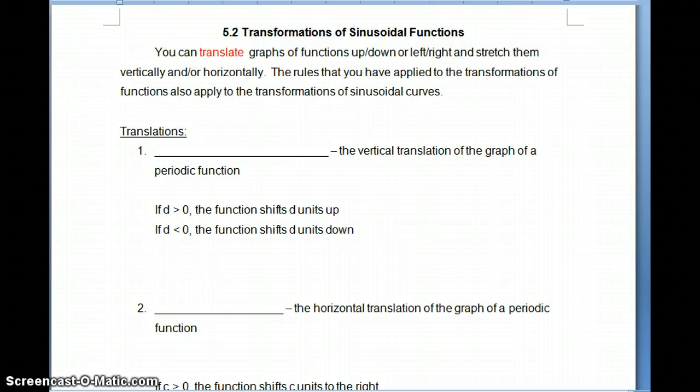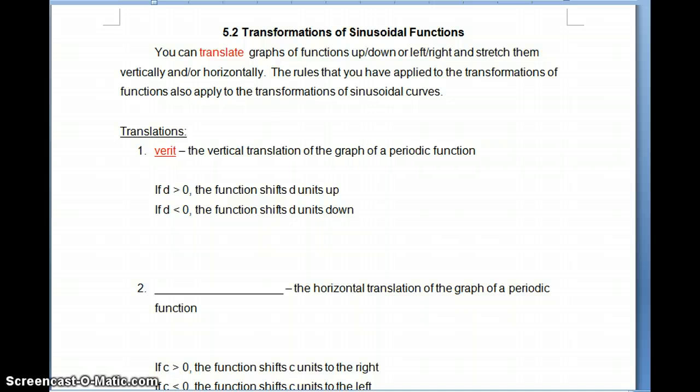The rules that you know from previous functions and previous classes apply to the curves we're going to be looking at today. Our first translation on a sinusoidal curve is a vertical displacement. It's a translation of the graph of a periodic function, so it will move your graph up and down.